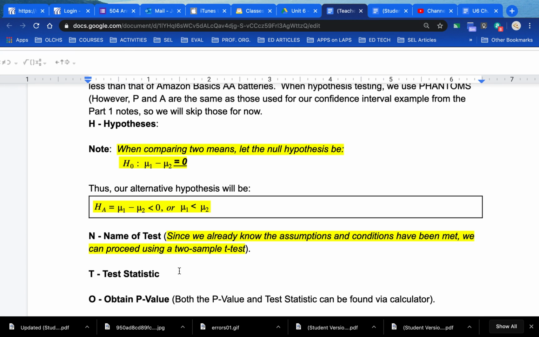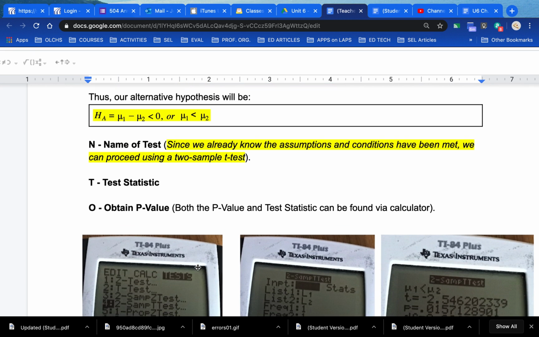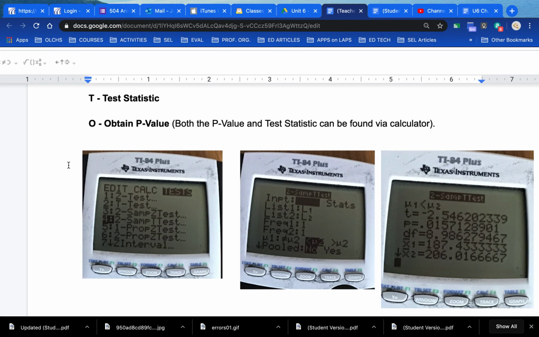Just like the previous video, the only difference is that instead of saying this is a 2-sample t-interval, it's a 2-sample t-test. So here's how you would do that in your calculator. You go to Stat, go to Tests, and it is option 4. Now again, this first example is data. You have this data hopefully still in list 1 and list 2. You can see right here that my alternative was that mu1 is less than mu2.